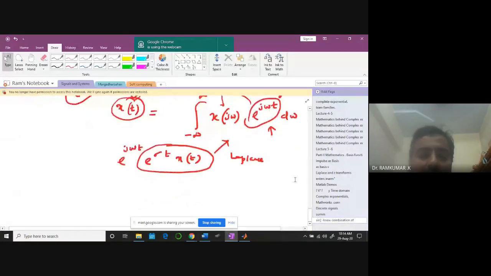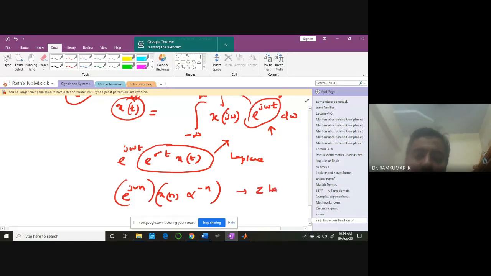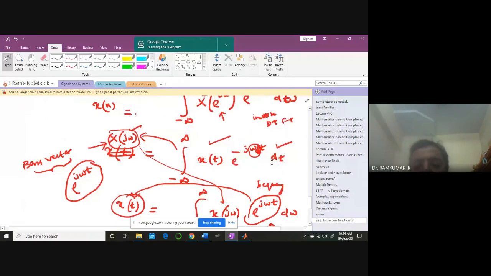And if I multiply e power j omega n, this x of n multiplied with some alpha power minus n, and then do the same operation, I'll be getting the Z transformation. It's a concept we discussed in the last class. So now let us proceed and try to understand complex exponentials.